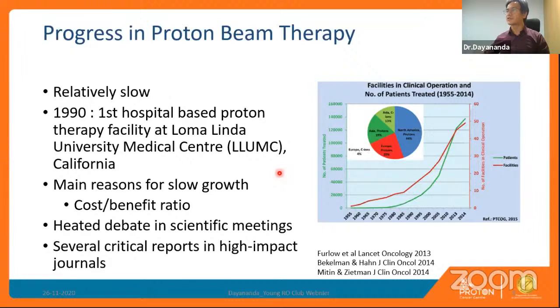Still, Loma Linda Medical Center started the first proton therapy in around 1990. So you can see over here, after 1990, the number of proton therapy facilities across the world has increased significantly, and at the same time, the number of patients treated with proton therapy has increased significantly. But still, compared to photon radiation therapy, the percentage of patients treated with proton therapy is very, very low, less than 2%.